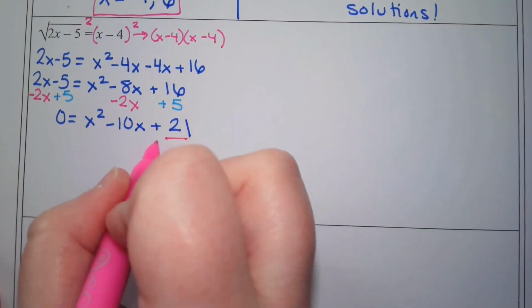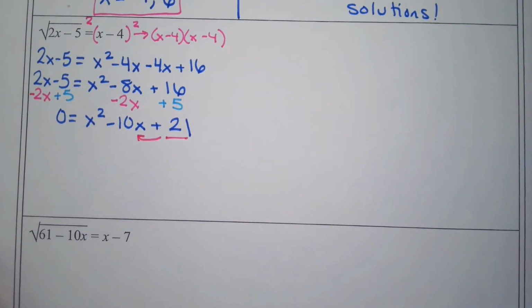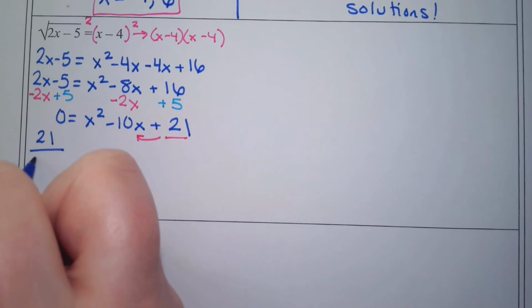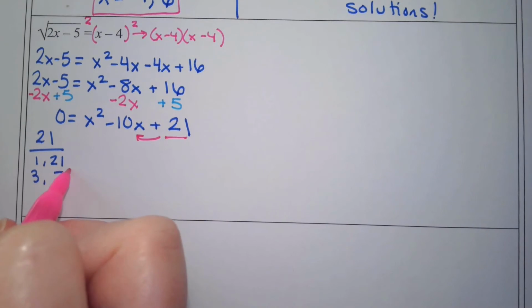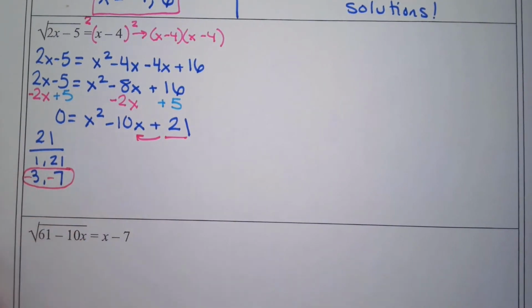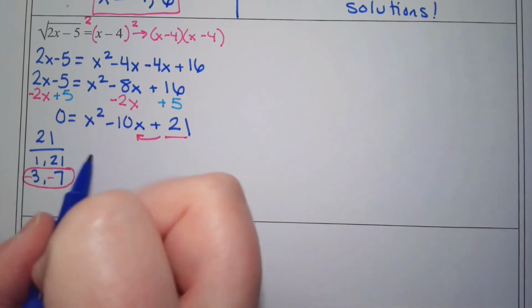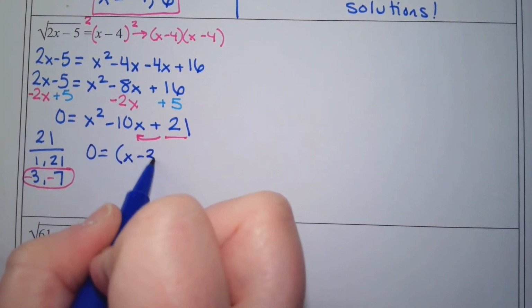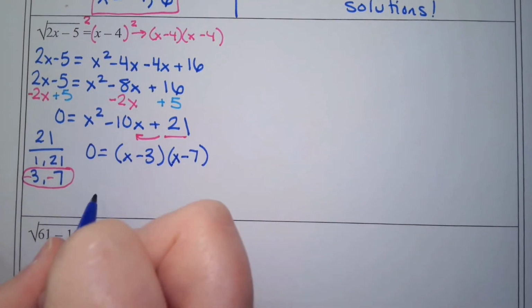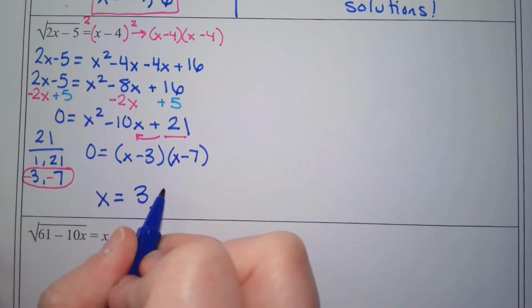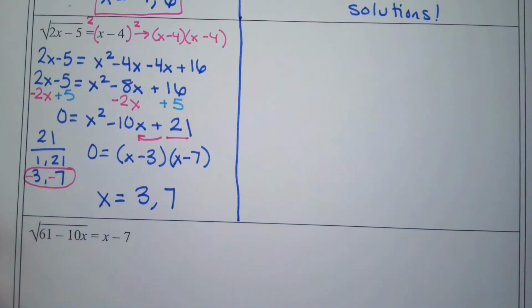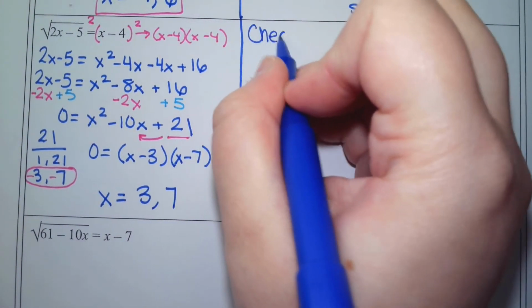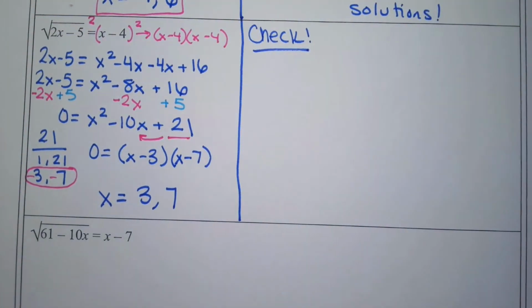Remember, factors of c that give us b. So 21: 1 and 21, 3 and 7. The only pair that will give us minus 10 is 3 and 7 with negatives on them. So 0 is equal to x minus 3, x minus 7. So x is equal to 3 and 7. But again, here comes the tedious part of it, but it's the most crucial part. It is now time to check our answers.